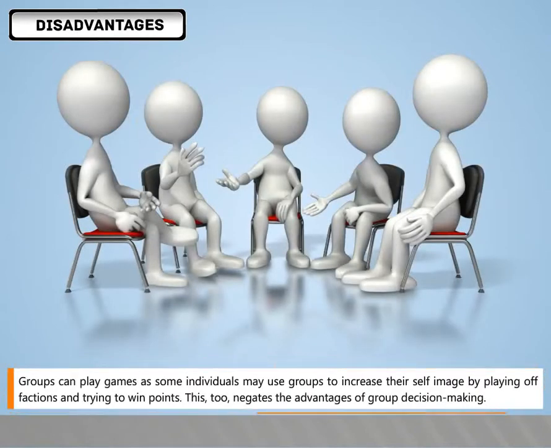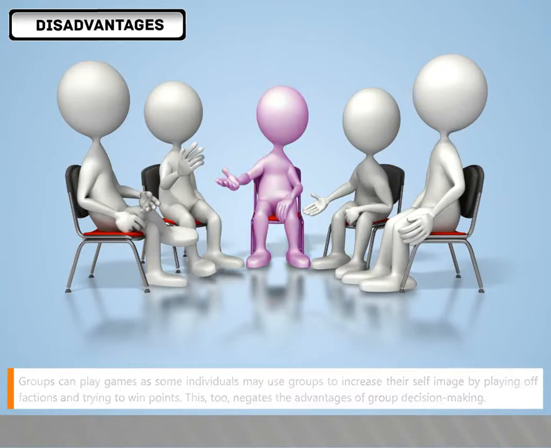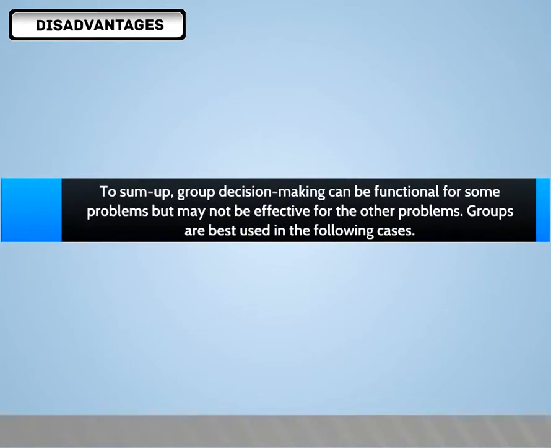Groups can play games, as some individuals may use groups to increase their self-image by playing off factions and trying to win points. This too negates the advantages of group decision making. To sum up, group decision-making can be functional for some problems but may not be effective for the other problems. Groups are best used in the following cases.